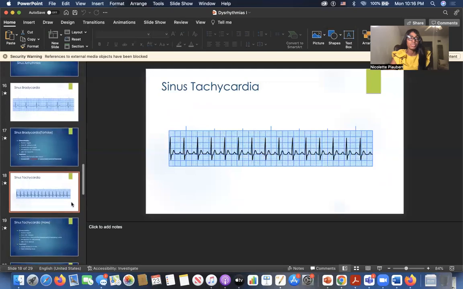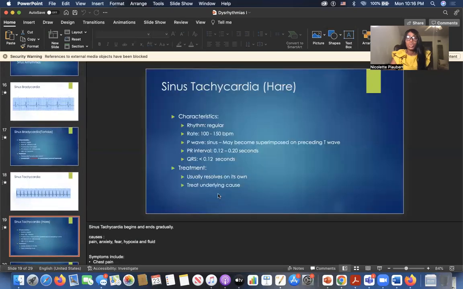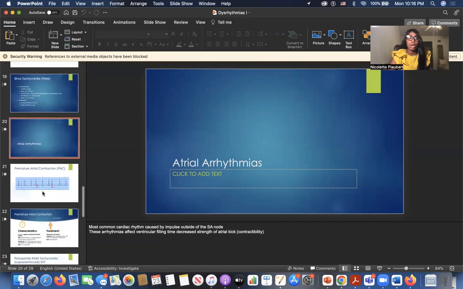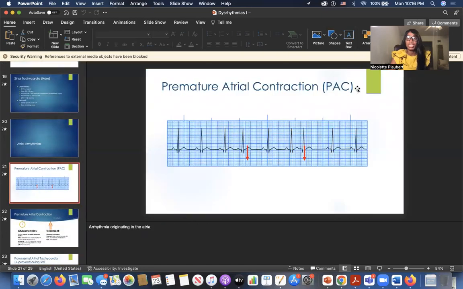It's just super fast. What are you going to do? We are going to monitor them, and if there's a problem that we know of, we're going to resolve the underlying cause, but we also might give beta blockers or anything that can slow the rhythm down. Moving on to more issues, we have PAC.